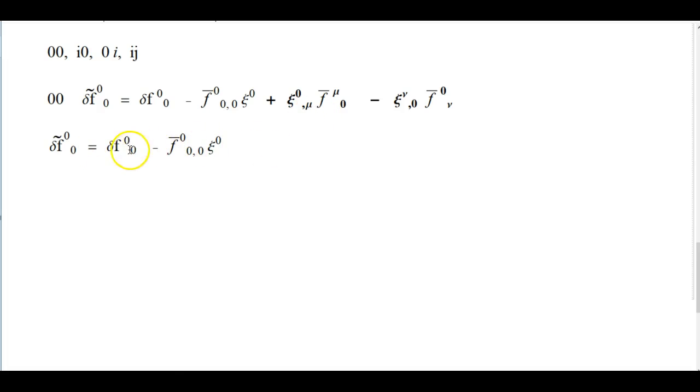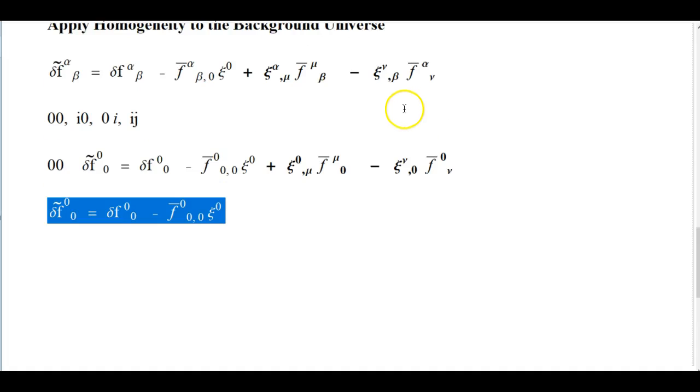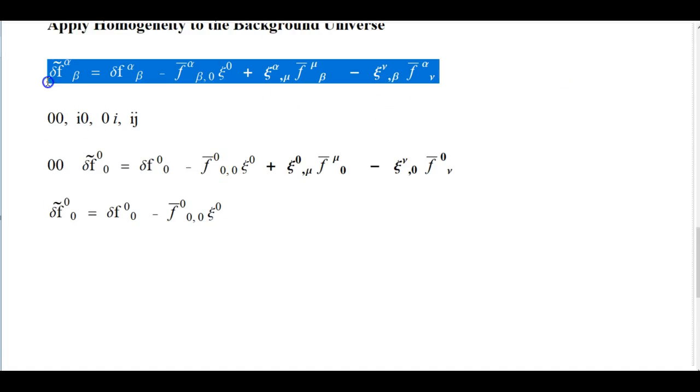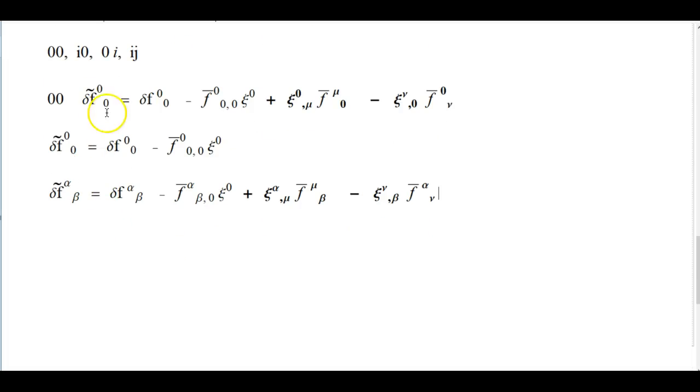Okay, so I think this is as far as we can go with the simplification. So the 0 0 component is this. The 0 0 component from gauge 1 transforms to the 0 0 component in gauge 2 according to this expression. Now let's look at the 0I component or I0 component. Now we are going to look at the I0 component.